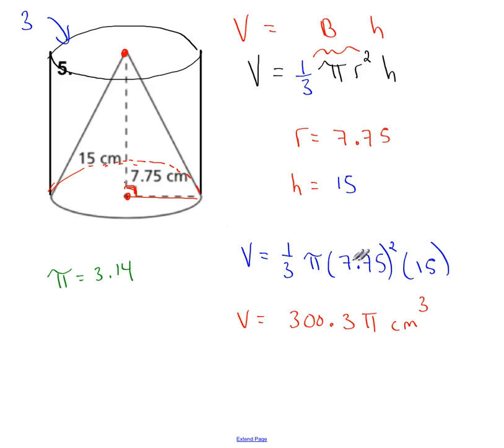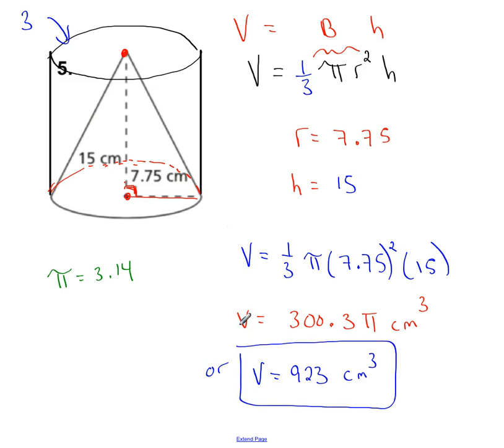So again, if you just take 7.75, square it, multiply by 15, divide by 3, and leave the pi symbol there, that will be your answer. Or take that 300 point without rounding times 3.14, and you should get an answer of approximately equal to 943 rounded to the nearest tenths centimeters cubed. Oops, just joking. 940, not 23, but 943 centimeters cubed.